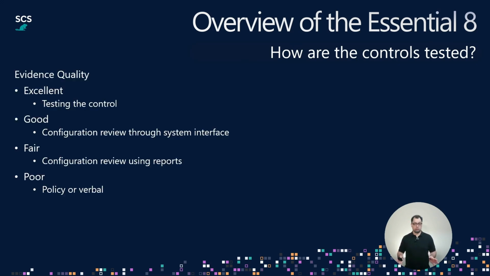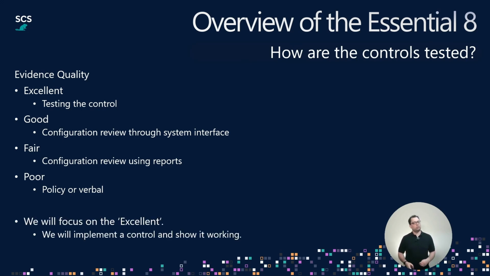When assessing a control, the best evidence is actually testing to make sure it's working. This is the excellent level. During this course, we will either show a control action or give a before and after comparison. We're focusing on that excellent, and we're going to show it working.